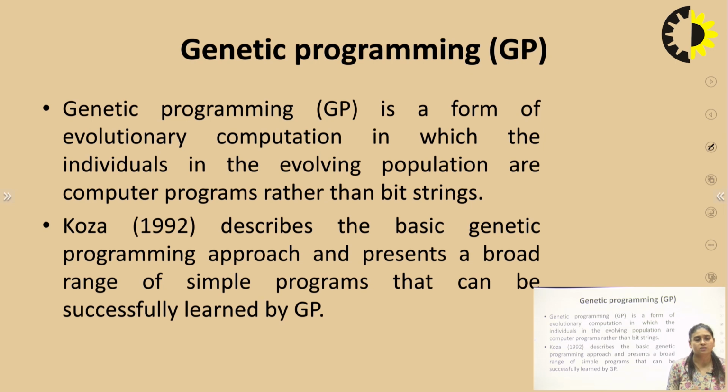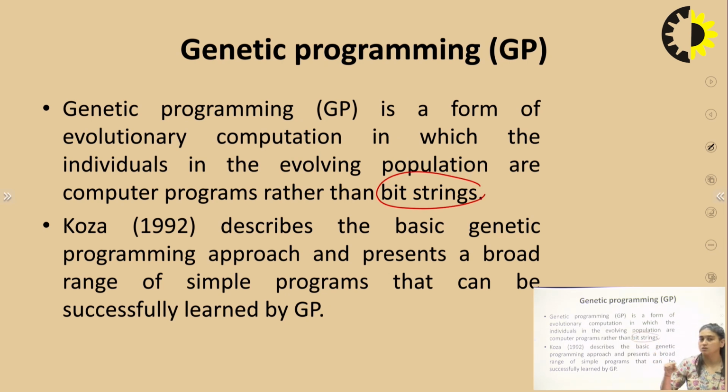So we have already discussed the genetic algorithm, a short note, or you can say most of the concepts like mutation and crossover of genetic algorithm in unit 1. Now we are studying genetic programming. So genetic programming is a form of evolutionary computation in which the individuals in the evolving population are computer programs rather than bit strings.